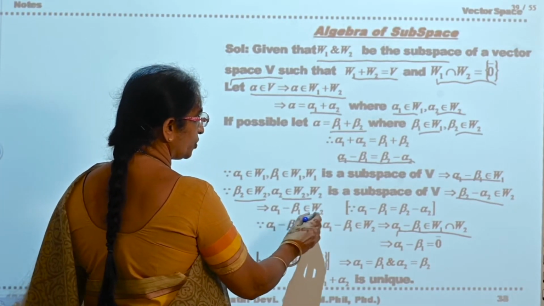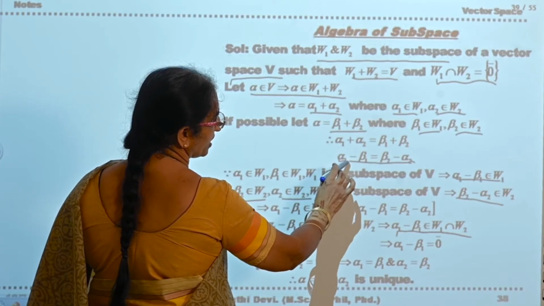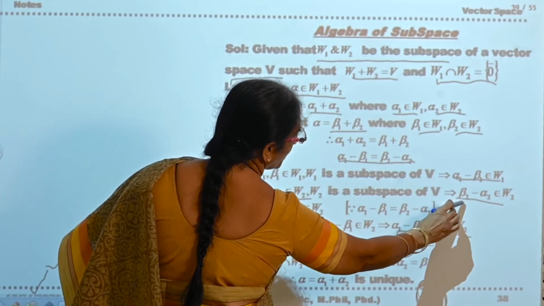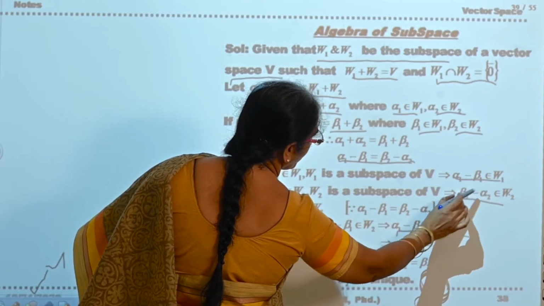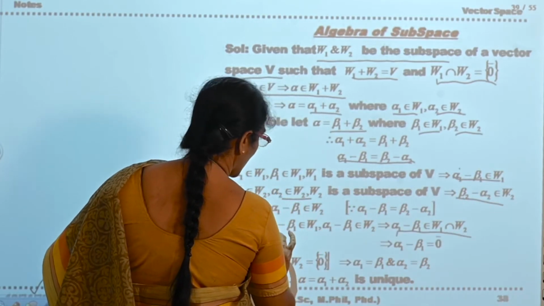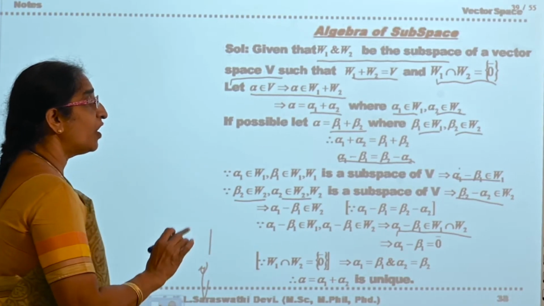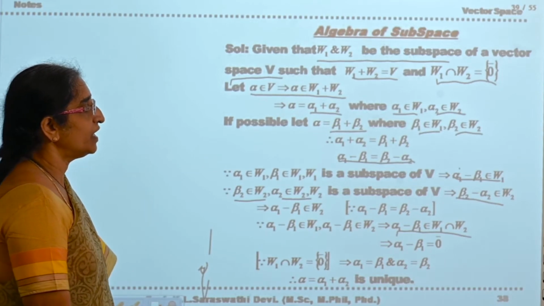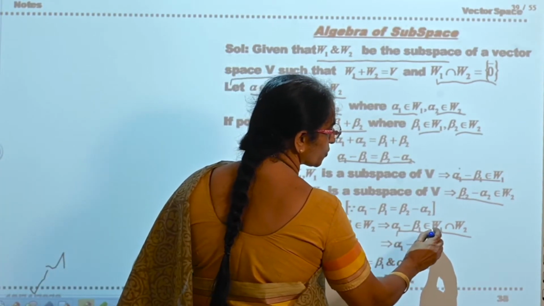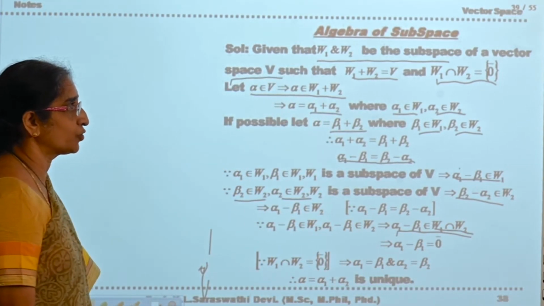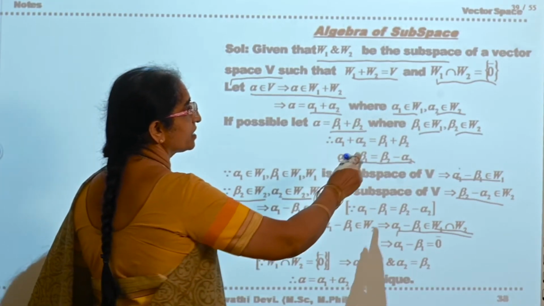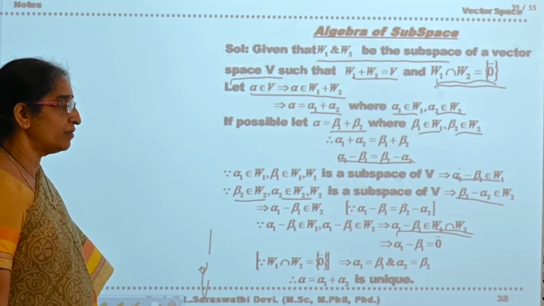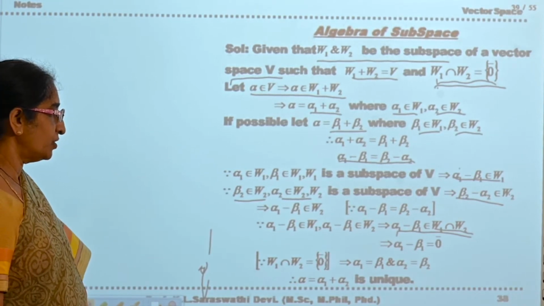It belongs to W2 from these two being equal, this equality: alpha 1 minus beta 1 is equal to beta 2 minus alpha 2. Beta 2 minus alpha 2 is in W2. Therefore, this is equal to this. Therefore, alpha 1 minus beta 1 belongs to W2, and it also belongs to W1. Therefore, alpha 1 minus beta 1 belongs to W1 intersection W2. But given that W1 intersection W2 is singleton 0, therefore alpha 1 minus beta 1 is equal to 0.